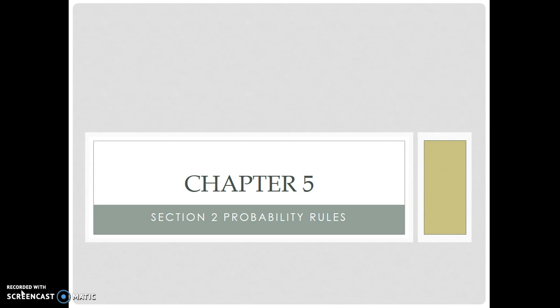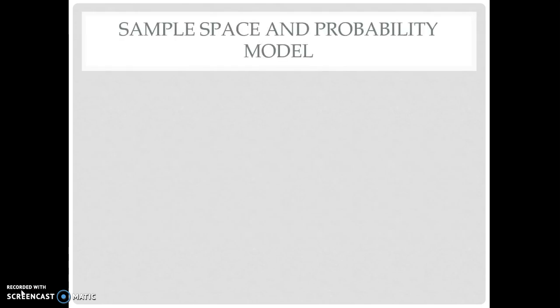This is Chapter 5, Section 2, the Probability Rules. There'll be lots of things to write down, and we will be sure to go over these things in class to help you understand what they mean. Sample space and the probability model.